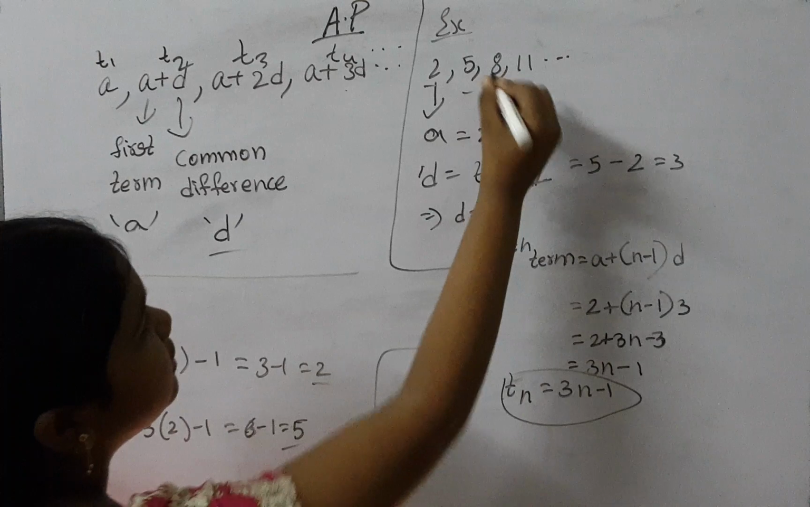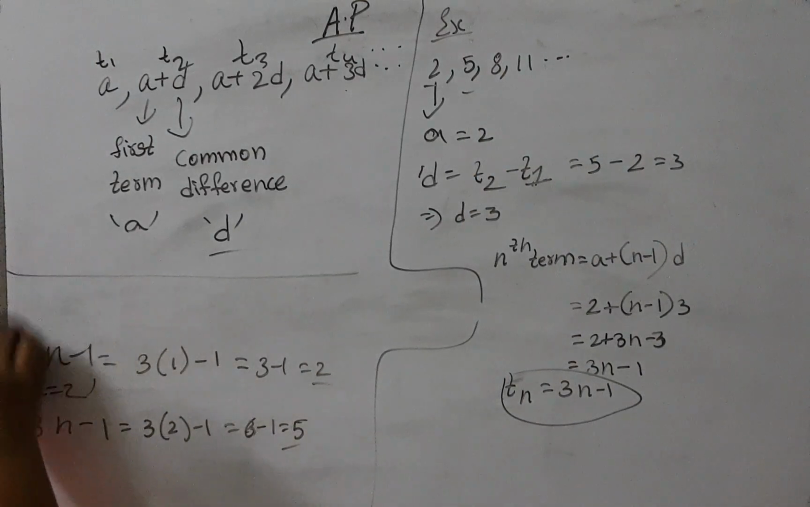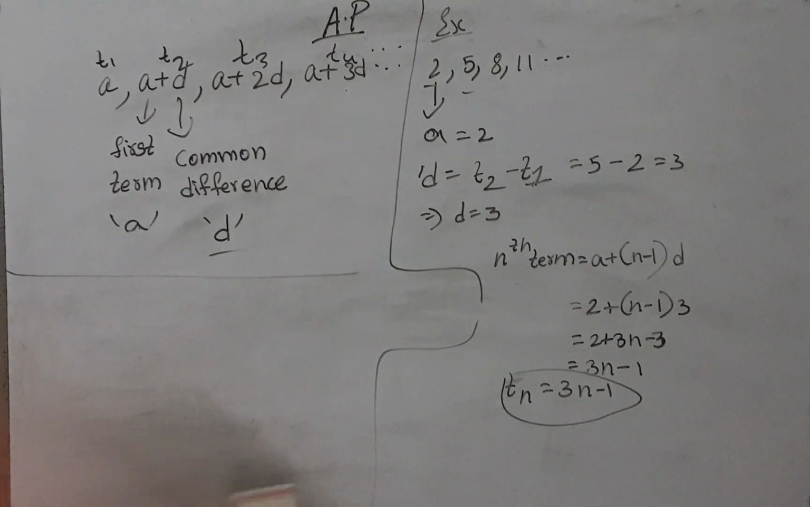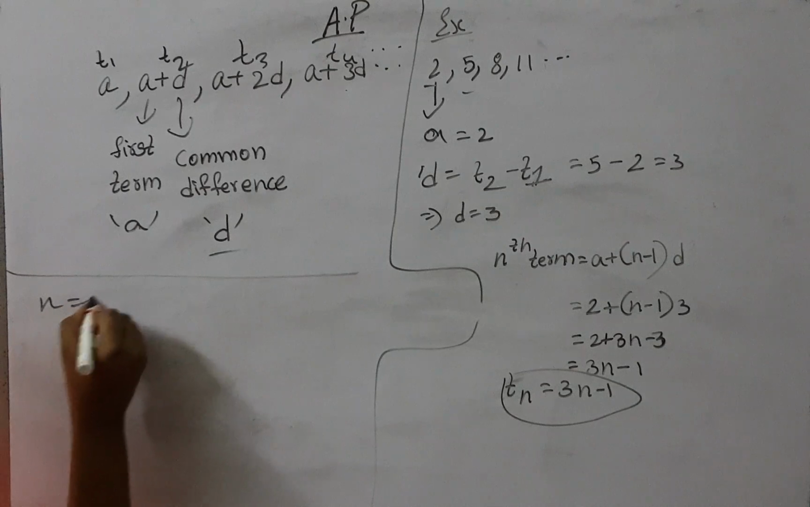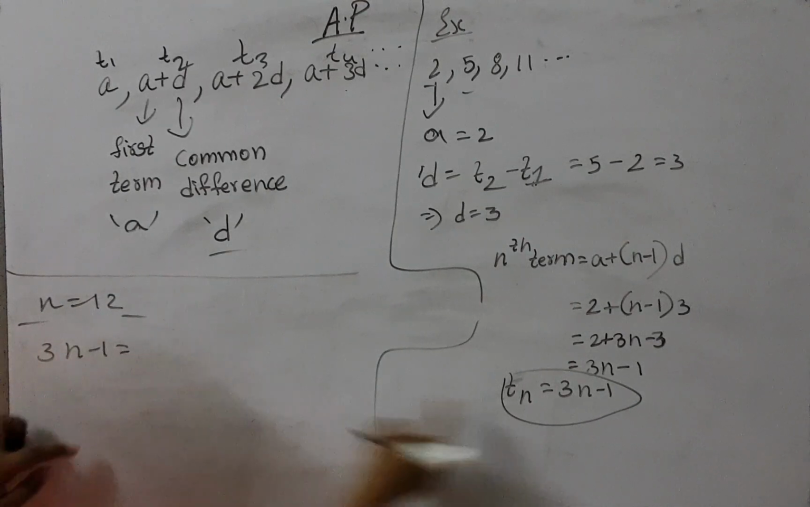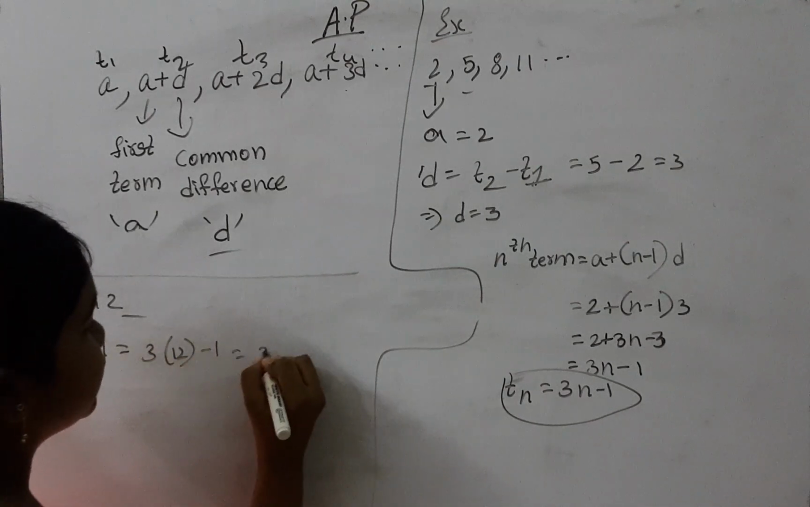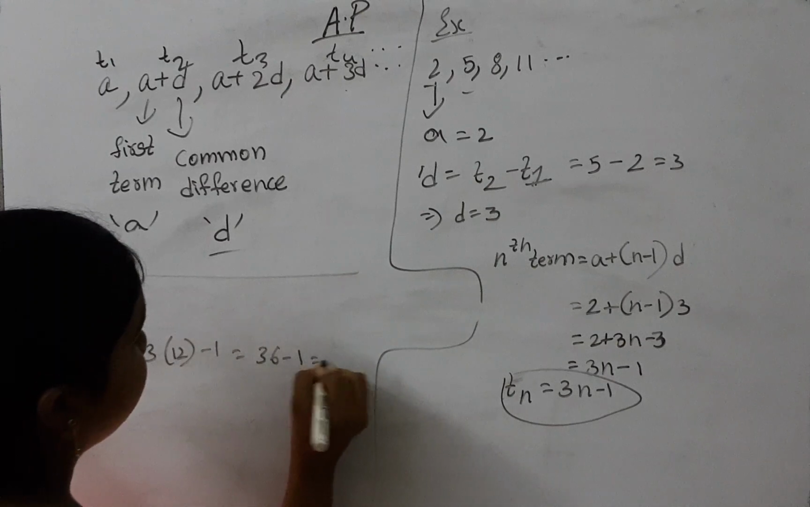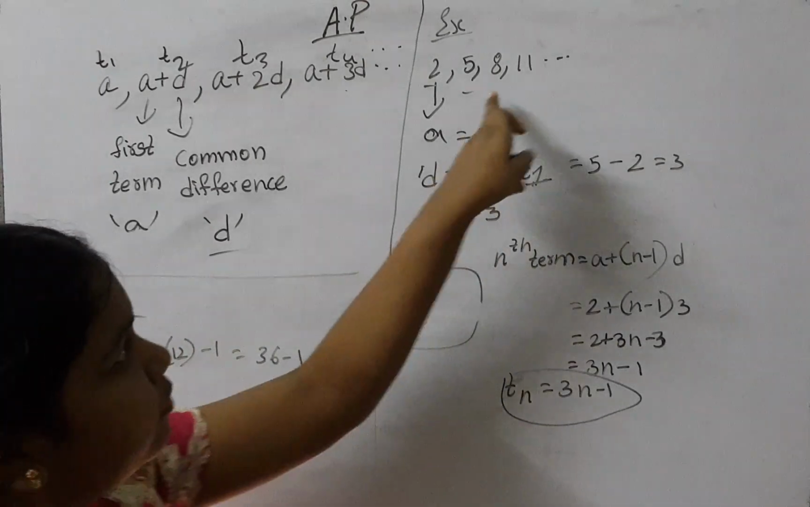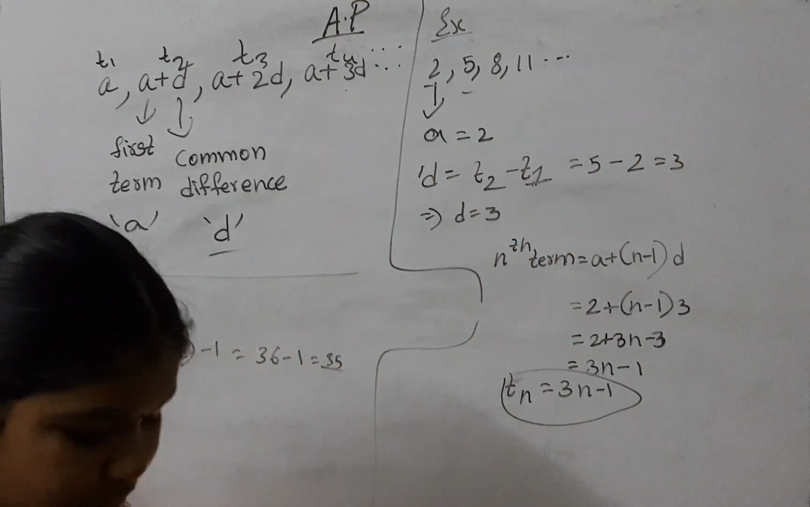We got the same. And if we want to find out the 12th term, means n is equal to 12, 3n minus 1. 3 into 12 minus 1 equals 36 minus 1 equals 35. Therefore, the 12th term is equal to 35, if this series goes on.